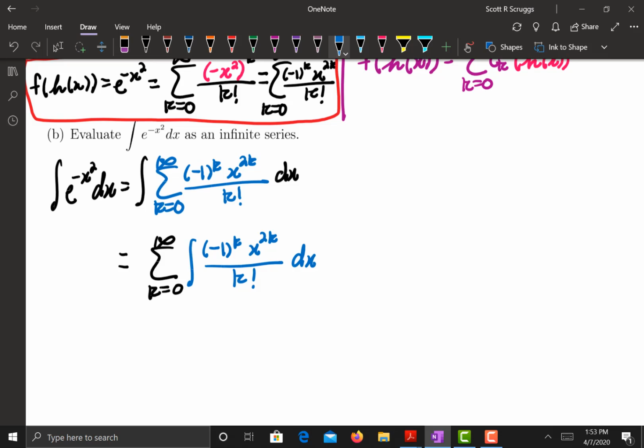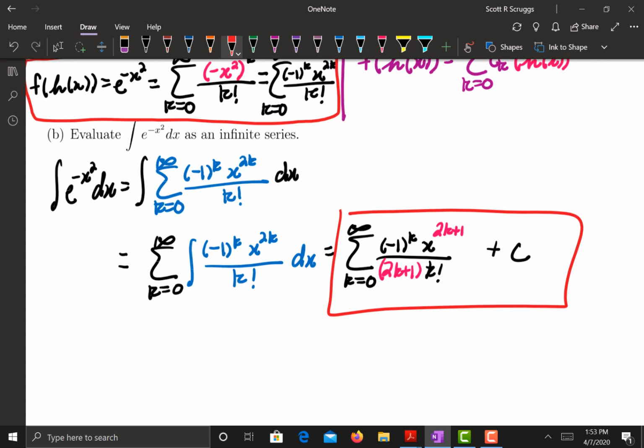And the antiderivative of x to the 2k is x to the 2k plus 1 over 2k plus 1. So I get, for my answer, the sum going from k equals 0 to infinity of negative 1 to the kth power x to the 2k plus 1 divided by 2k plus 1 times k factorial, and then we have the plus C since I took an indefinite integral.